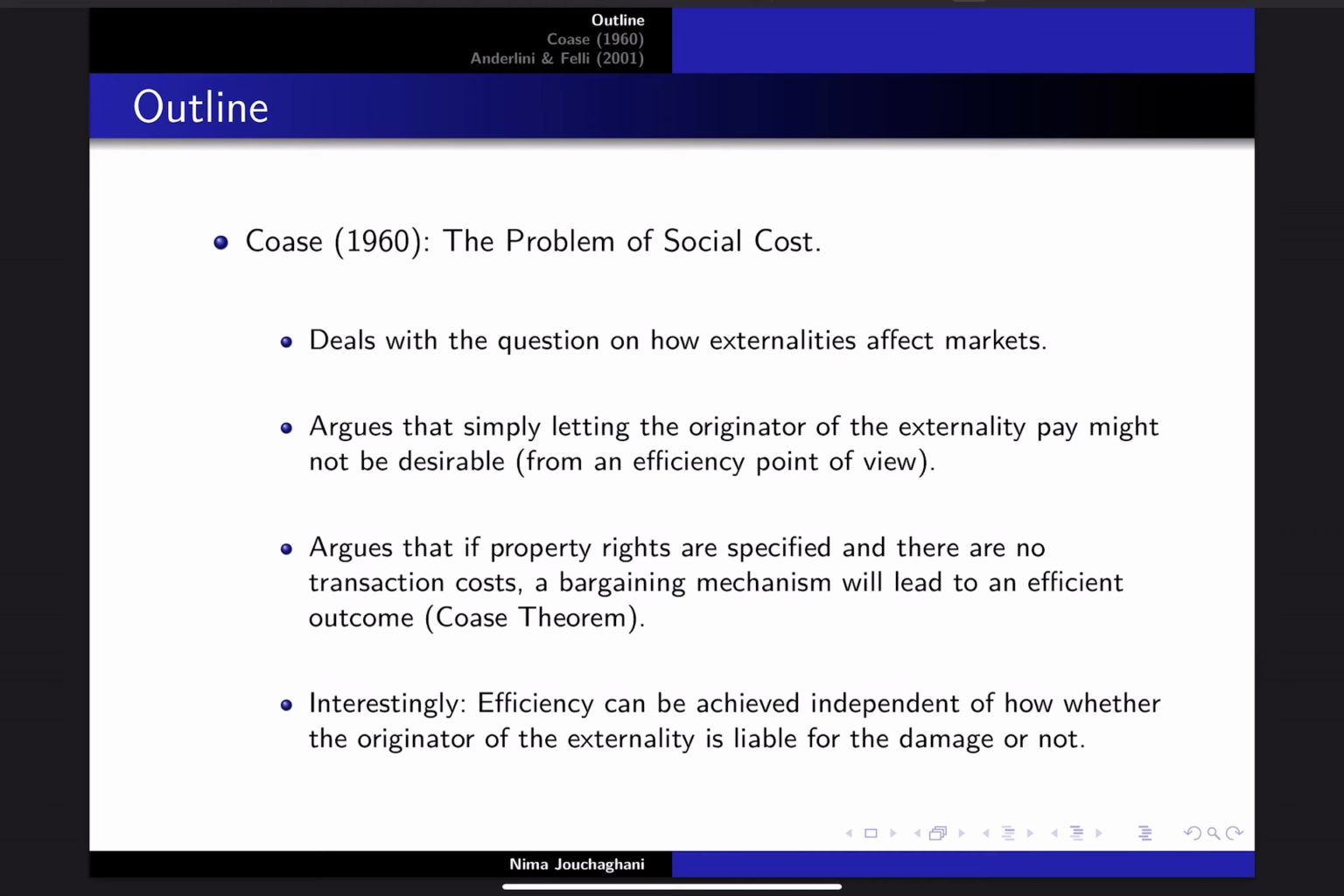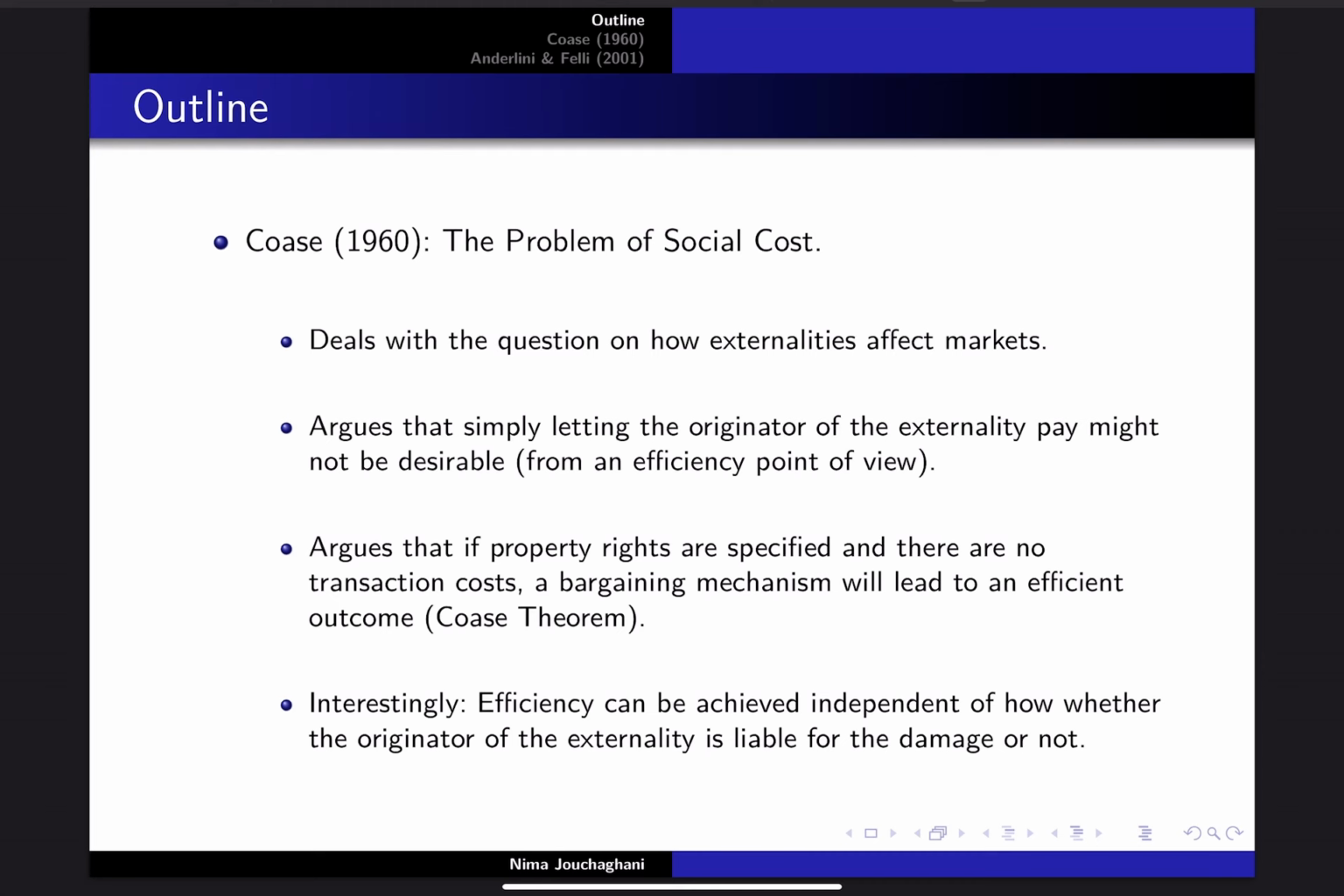And Coase's argument in the paper, and that's quite surprising, is that simply letting the originator of the externality pay might not be desirable from an efficiency point of view. So simply taking the person who is harming and letting this person pay might not be a good idea in terms of efficiency. And the reason is that you would need to have a precise look at how much damage is created for each of the parties if we would allow or would not allow for the externality. I will be precise about this in a second.